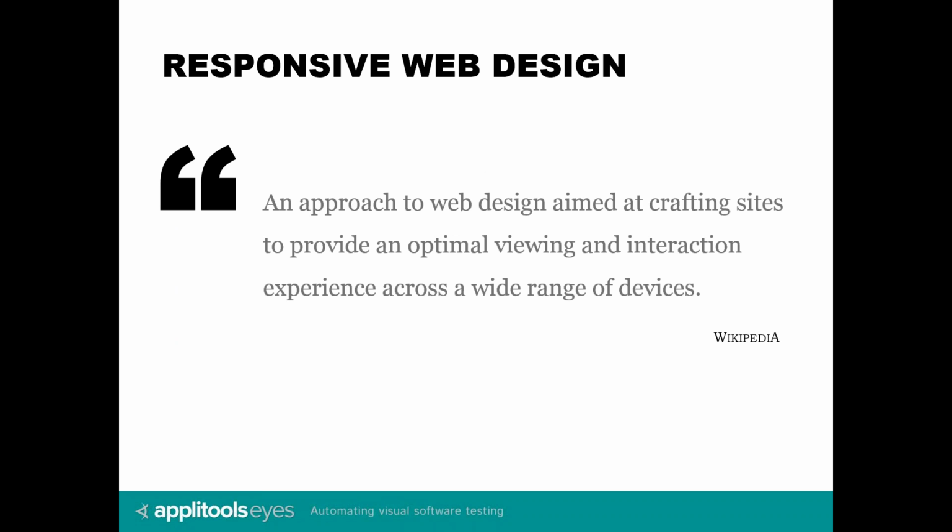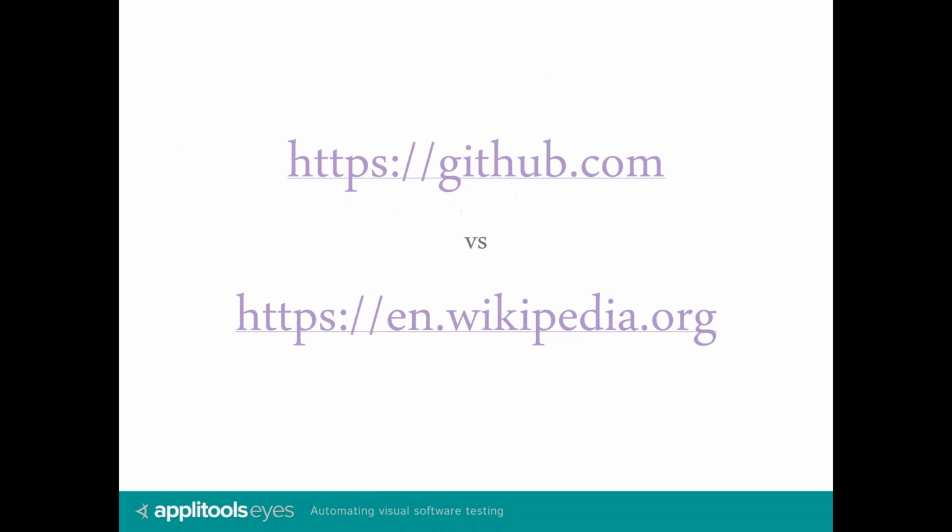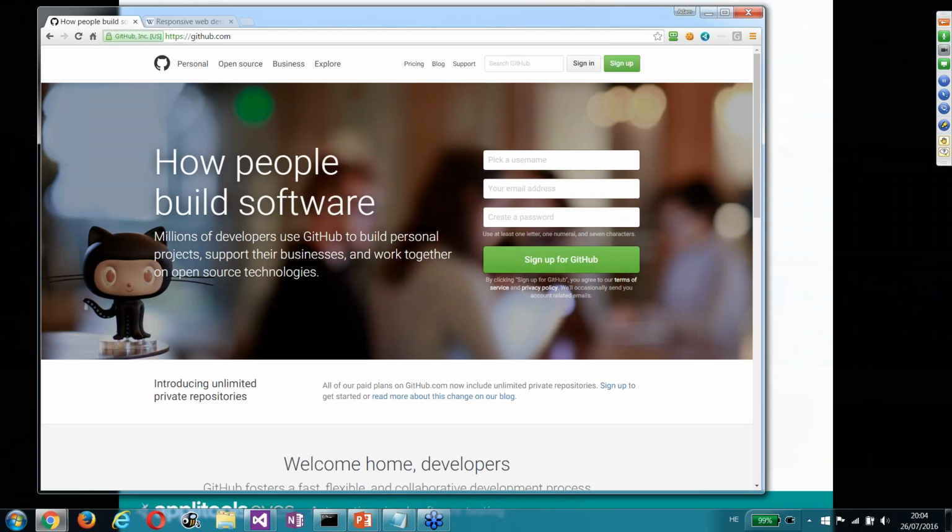So what are responsive websites? If you look at the Wikipedia definition for responsive web design, you can see that it's an approach to web design that is aimed at crafting sites to provide an optimal viewing and interaction experience across a wide range of devices. But the best way to understand what it means is just looking at a responsive website. We'll look at GitHub.com and contrast the way it behaves with a non-responsive website, and we'll have wikipedia.org as an example. So let's start with GitHub.com.